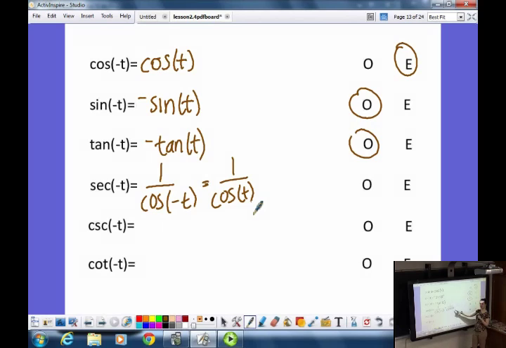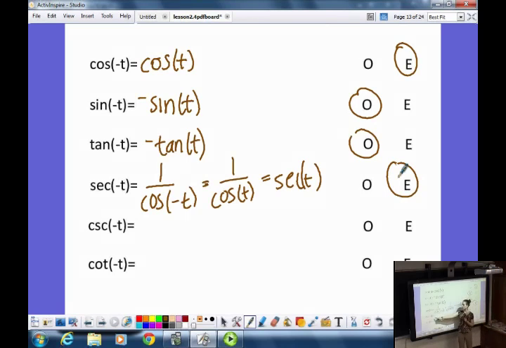But what does this look like? What trig function? What's the reciprocal of cosine? Secant. Secant of t. Right, so it's just secant of t. So, if we input the opposite of t and we get the original output, what type of function is secant of t? Even. Right. And cosine of t is even as well. So there's a relationship right there.